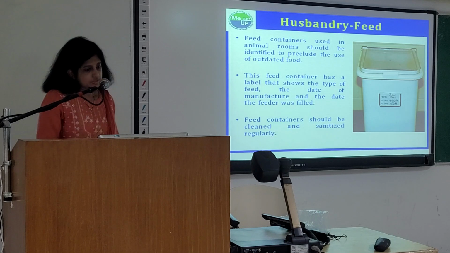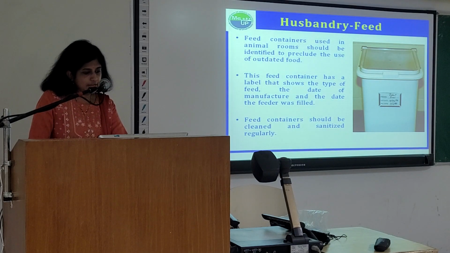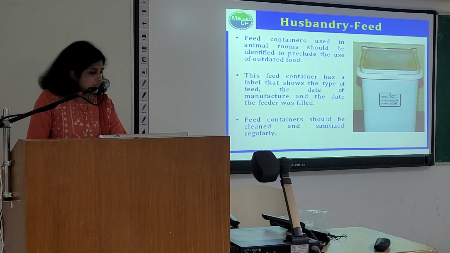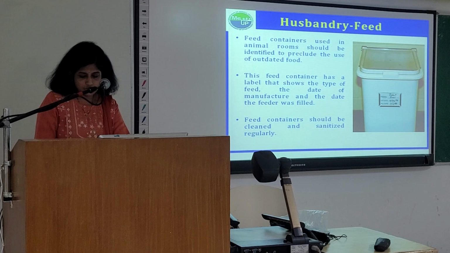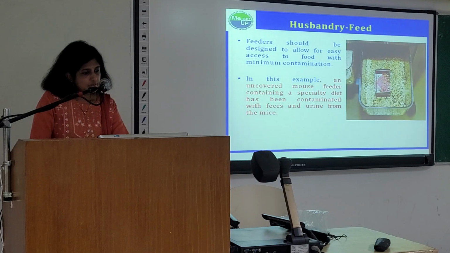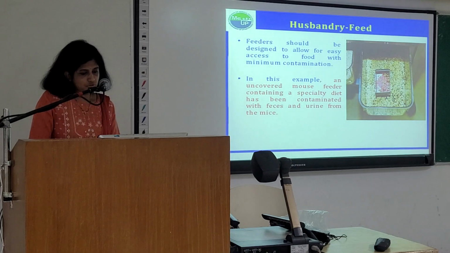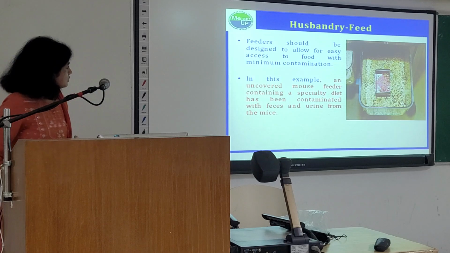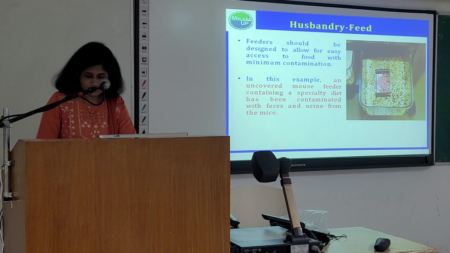Feed containers used in animal rooms should be identified to preclude the use of outdated food. This feed container has a label that shows the type of feed, the date of manufacture and the date the feeder was filled. Feed containers should be cleaned and sanitized regularly. Feeders should be designed to allow for easy access to food with minimum contamination. In this example shown in the picture, an uncovered mouse feeder containing a specialty diet has been contaminated with feces and urine from the mice.